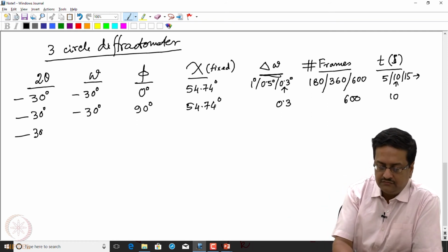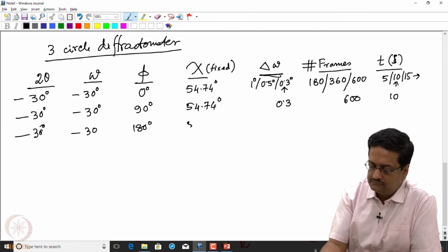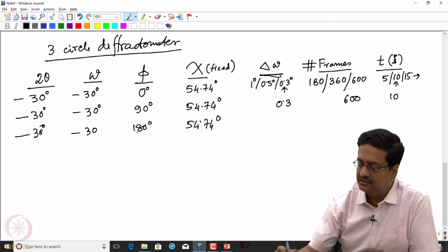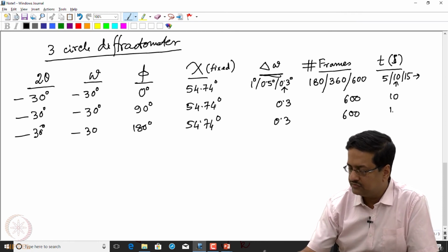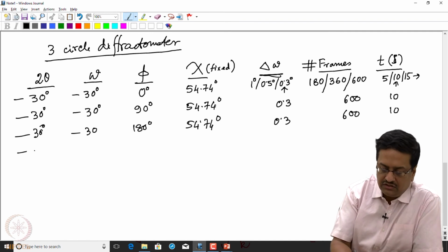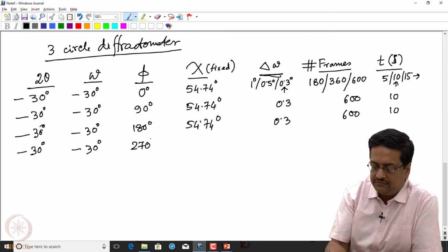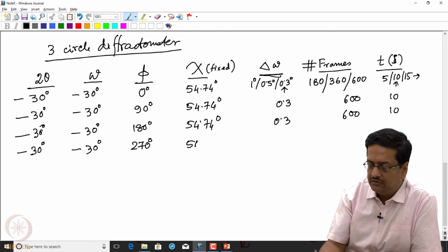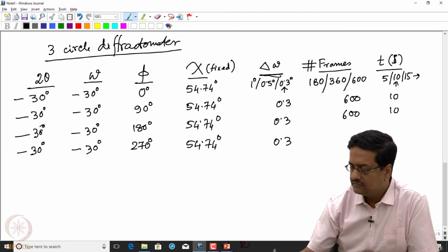Do it again. Remember, now I have rotated the crystal by 180 degree. I have the same width of 0.3, 600 such frames with 10-second exposure, and do it a fourth time starting at 30 degree in omega and doing it at 270 degree of phi with the same chi and same width, same number of frames and 10 seconds.